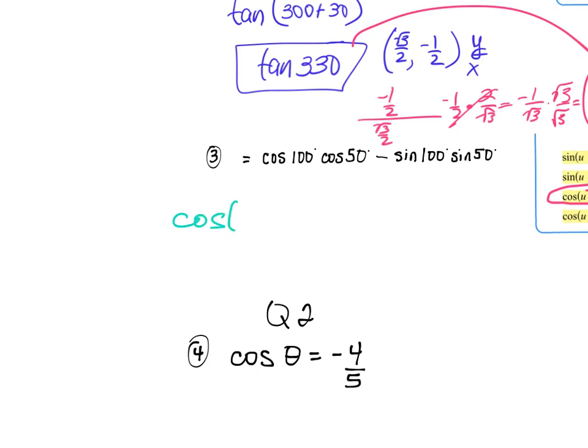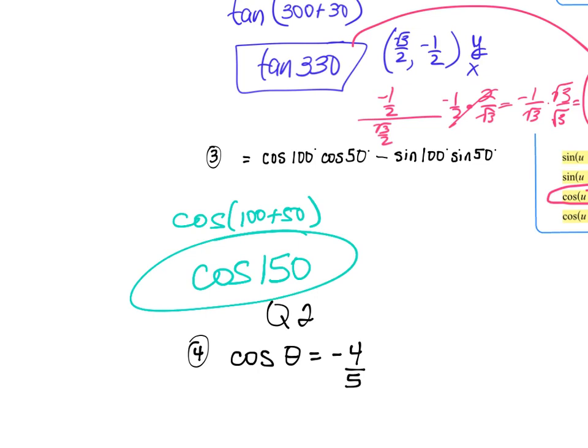Cosine of 100 plus 50, correct? Which simplifies to cosine 150. There is my function written as one angle. Now I look at 150. What is the ordered pair at 150? Negative radical 3 over 2 and 1/2.